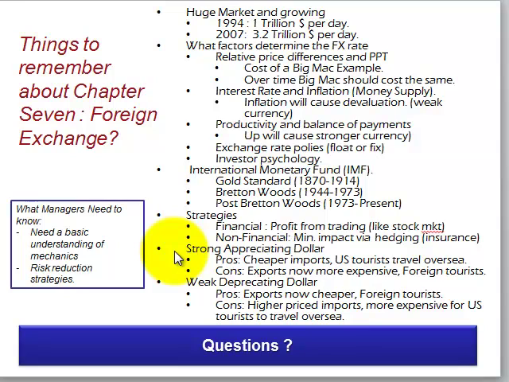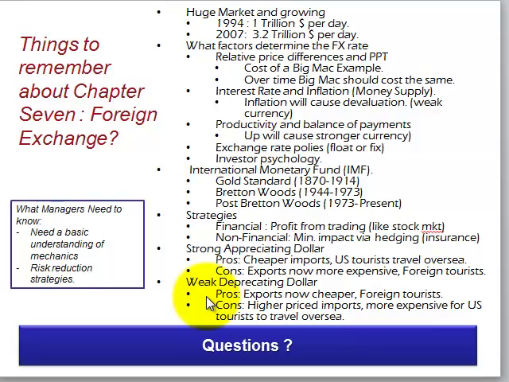The next bullet talks about what happens when you have a strong appreciating dollar. If the dollar is becoming more valuable, the pros are imports become cheaper and U.S. tourism travel abroad becomes easier because your dollar buys more. The con is your exports now become more expensive, and for any tourists coming into your country, your tourism just became more expensive. That's if the dollar's appreciating.